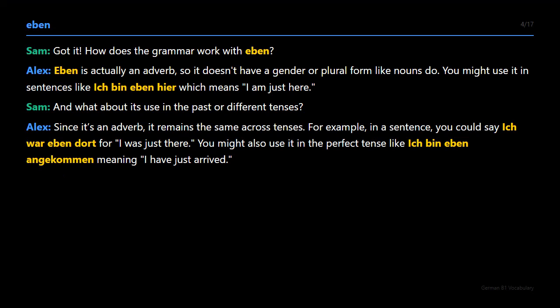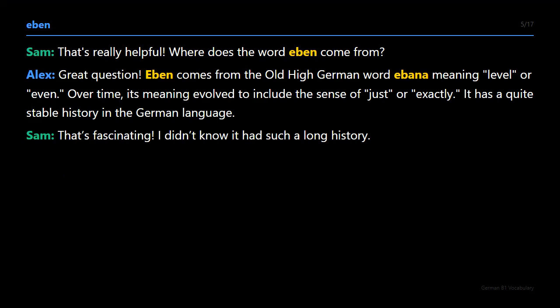That's really helpful. Where does the word eben come from? Great question. Eben comes from the Old High German word Ebana, meaning level or even. Over time, its meaning evolved to include the sense of just or exactly. It has a quite stable history in the German language. That's fascinating. I didn't know it had such a long history.